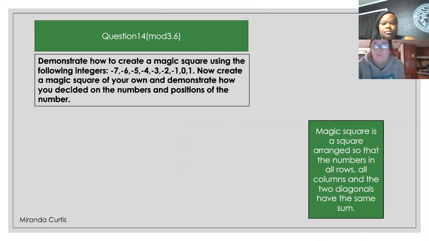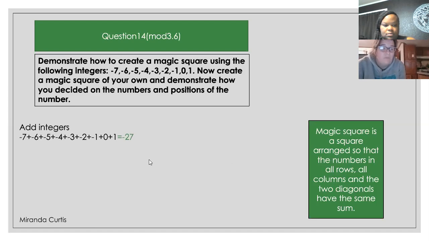Okay, so first we need to know what a magic square is. Some people watching our video don't, we do. But a magic square is a square arranged so that the numbers in all rows, all columns, and the diagonals have the same sum. So with our equation, we're going to have to find our magic number.